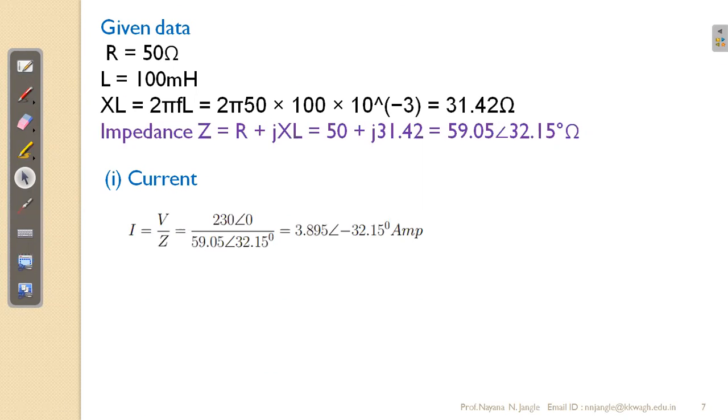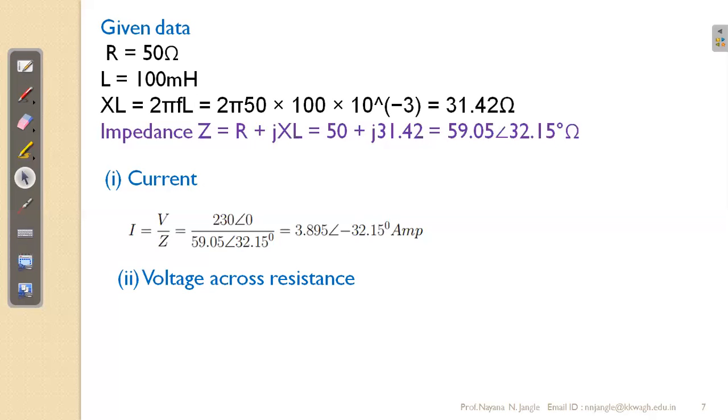Then the first parameter we have to calculate is the current. Current is equal to V upon Z, that is the voltage applied upon the total impedance offered by the circuit. So it is equal to 230 at an angle 0 degree upon Z, which is 59.05 at an angle 32.15. After solving this, we get the current through the circuit 3.895 at an angle minus 32.15 degree amperes.